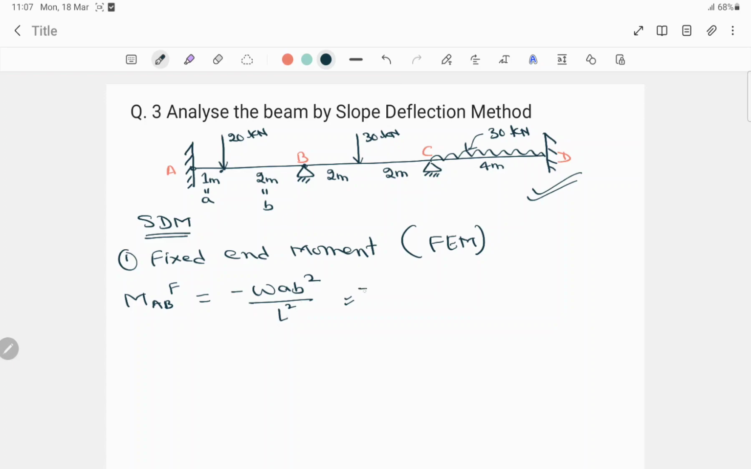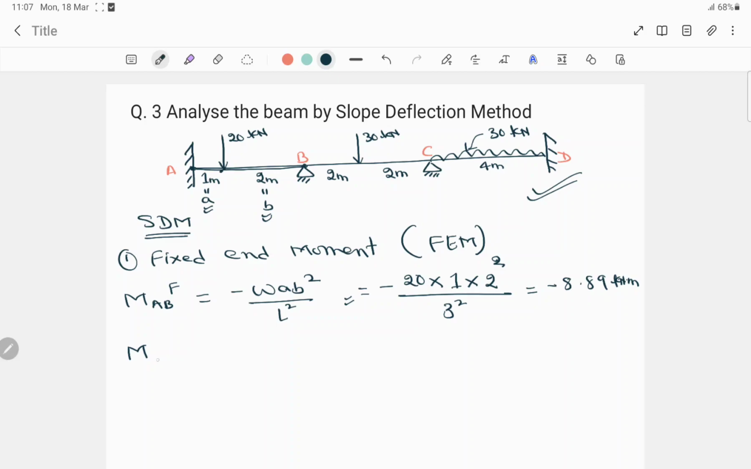Now we just need to put the values here: W is 20, A is 1 meter, B is 2 meter, so 2 the whole square, divided by L square. L is the total span of A and B, that is 3 square. So we'll get the value around minus 8.89 kilonewton meter.